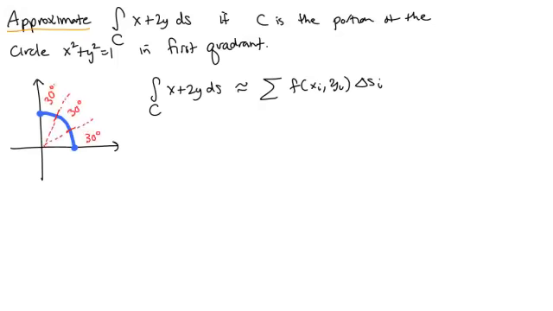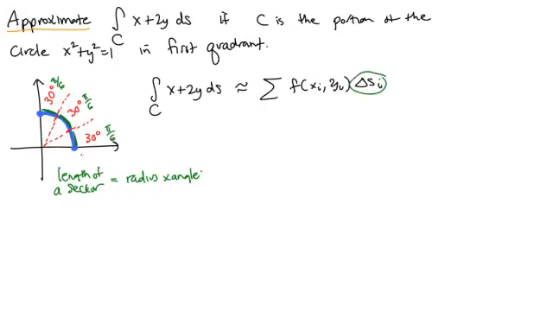Notice that this would make each one of these sections 30 degrees apart from each other. That means, in particular, that the lengths of each one of these should be the same. You might remember that on a circle, the length of a sector is equal to the radius times the angle in radians. And so in each one of these, the radius is 1, the angle is pi over 6. So the length of each one of these segments will be pi over 6 units long. So in this case, all of my delta s's will be the same.